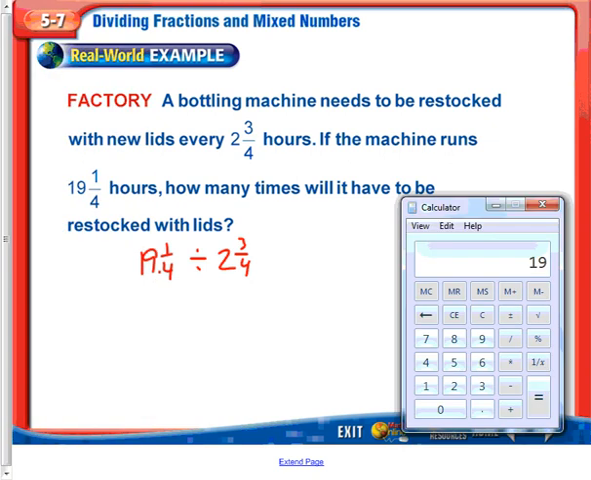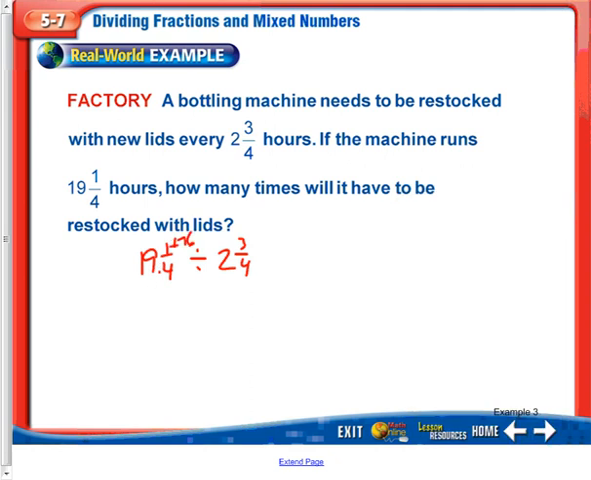So we get 19 times 4, and that equals 76. So we need to add 76 to our numerator. And then 2 times 4 is 8, so let's add 8 to our numerator. So we get 77 over 4 divided by, we're still dividing, 11 over 4.